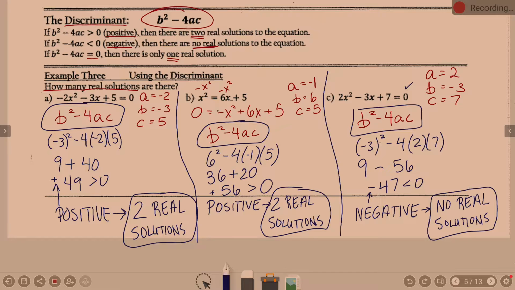Let me ask you a silly question. If you're asked how many solutions and you have to put a number, what is no real solutions equivalent to? 0. I know that's a silly thing to mention, but Math Excel is not going to let you put no real solutions. They're going to want to know how many, and you might have to put 0. Okay?